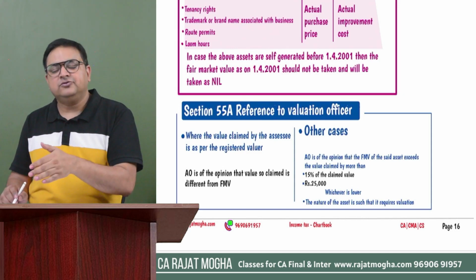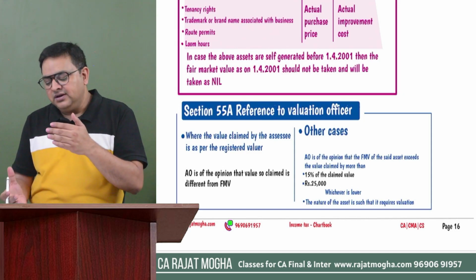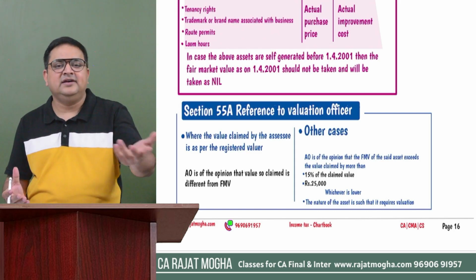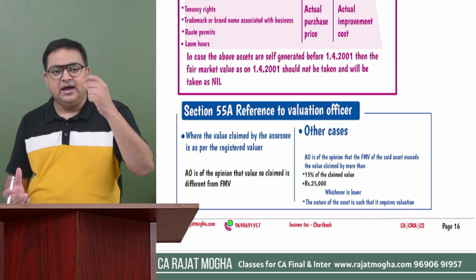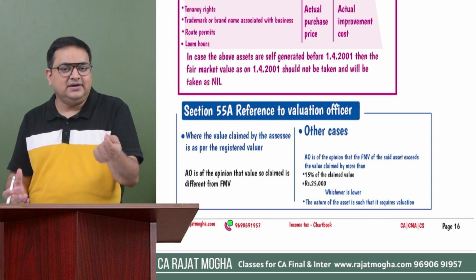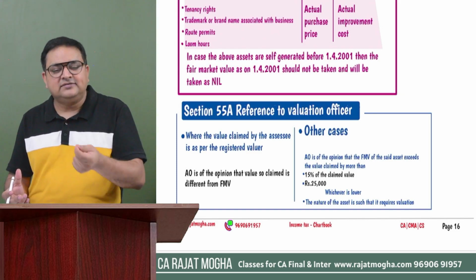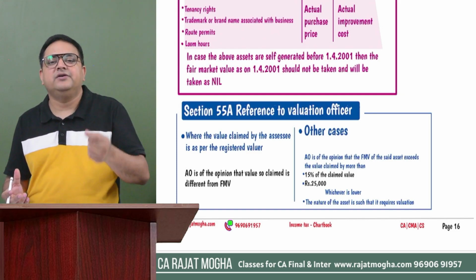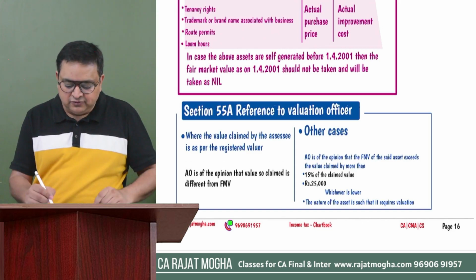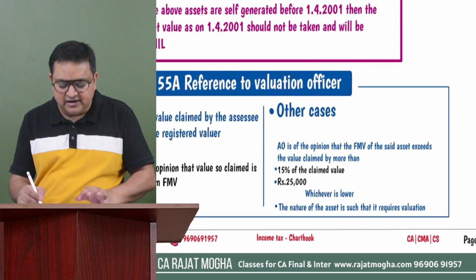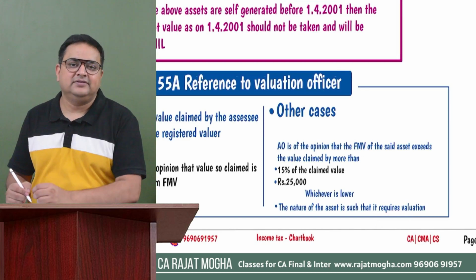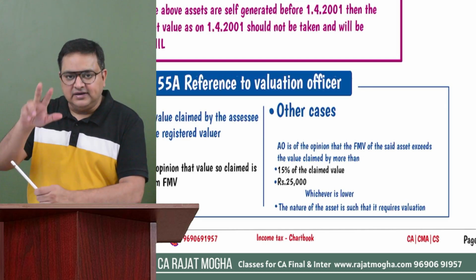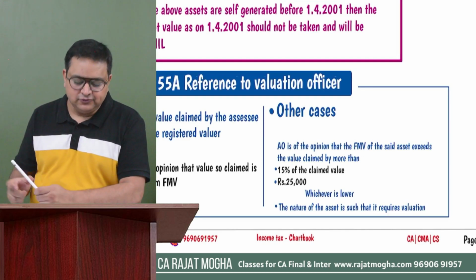Or second case, it could be the nature of the asset. Let's say the assessee has sold an archaeological collection. The nature of that asset is such that the AO thinks it is good to refer the case to the valuation officer. So if the nature of the asset is such that it requires valuation, then we can refer this case to the valuation officer also.